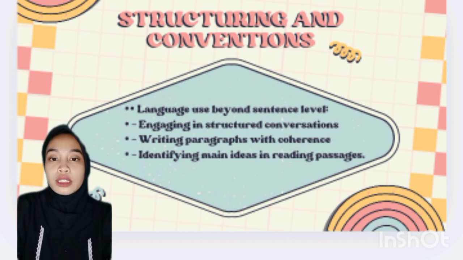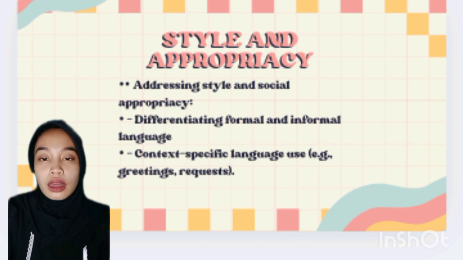And number two is writing paragraphs with coherence. Students are taught how to structure paragraphs with one main idea and support it with relevant details. And number three is identifying main ideas in a reading passage. The book trains students to find the main idea of a simple text, helping them understand the main content better.